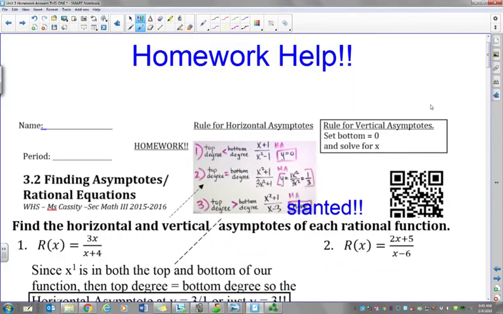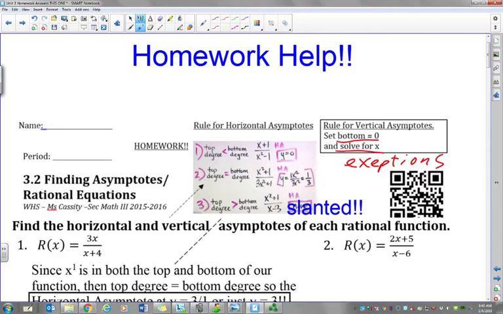So we learned some rules in class about finding the vertical asymptote. And Nancy helped with the horizontal asymptote. The vertical asymptote is basically just like the exceptions, the exceptions where you set the bottom equal to 0 and then solve for x.